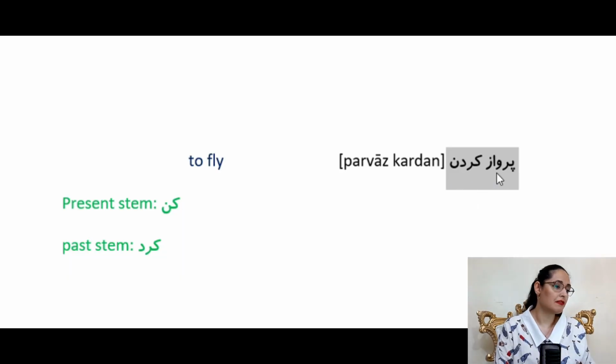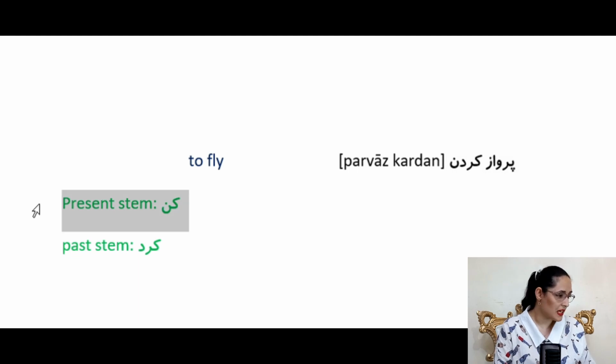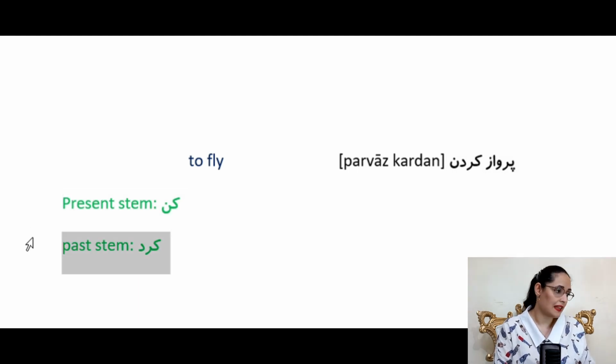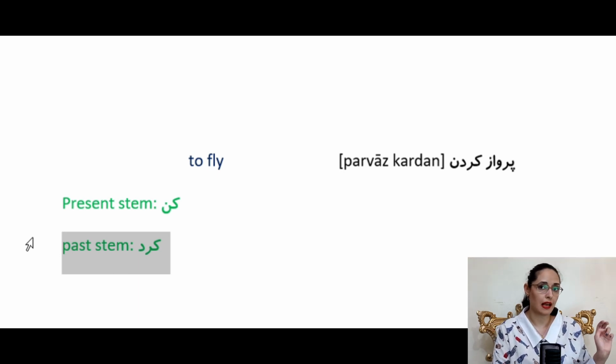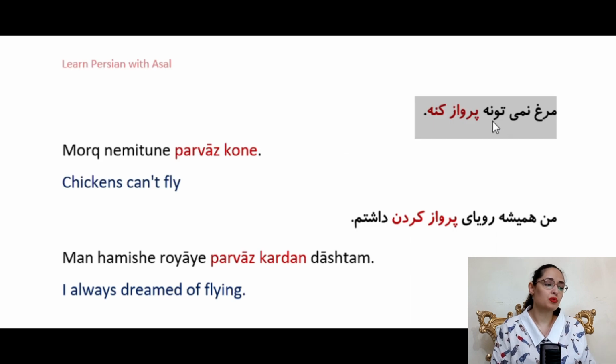Okay, let's continue. The second verb is پرواز کردن. The present stem is کن and the past stem is کرد. Again, just like درست کردن, we just conjugate the verb کردن. مرغ نمیتونه پرواز کنه. It's not very useful, but it's better to know that.